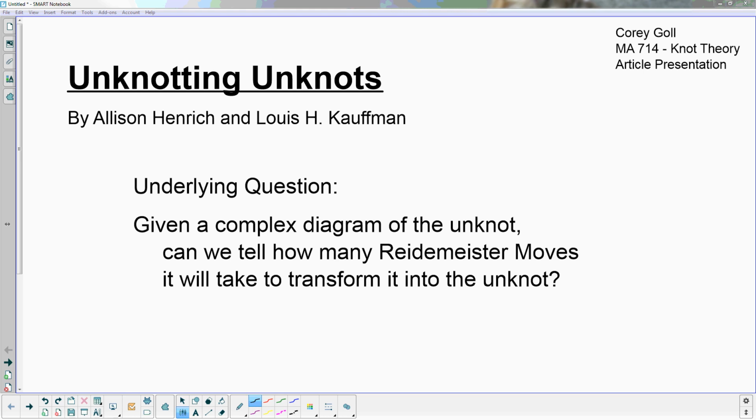After researching this quite a bit, I found that there are a lot of articles that are really concerned with this same idea. The underlying question for this article and a lot of others like it is: given a complex diagram of the unknot, so not just our trivial one, can we start to pin down the number of Reidemeister moves that it'll take to transform that given diagram, some people call it a nasty unknot or a hard unknot, into the trivial unknot?